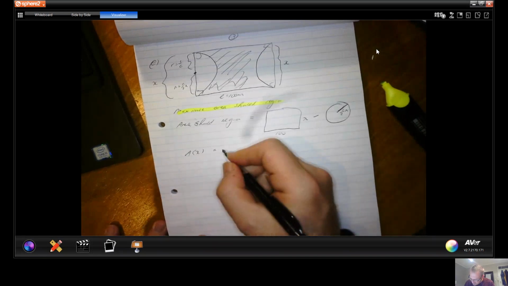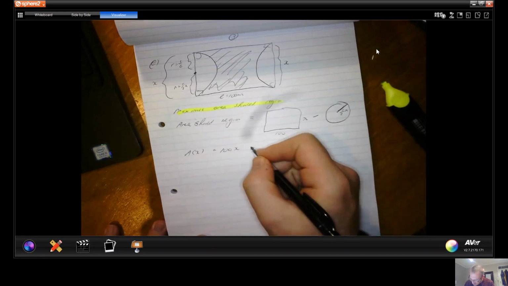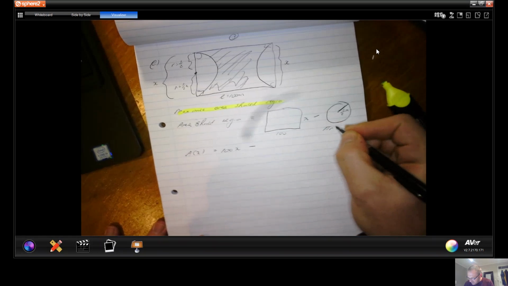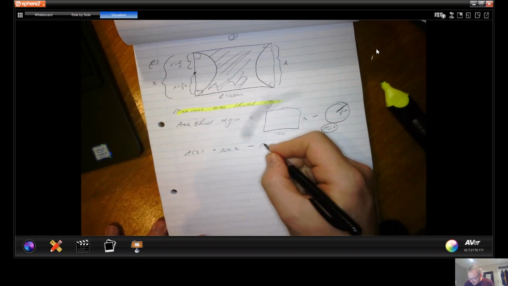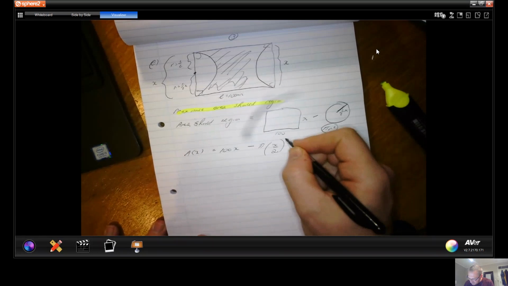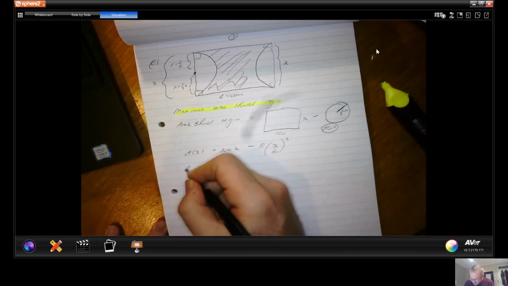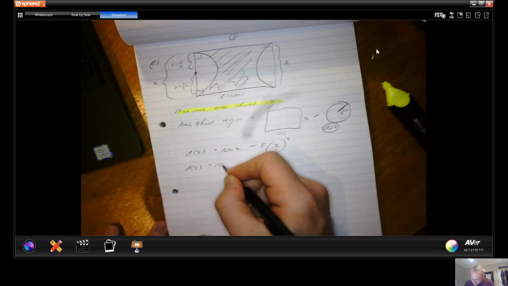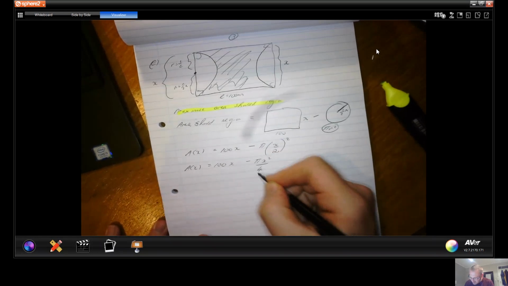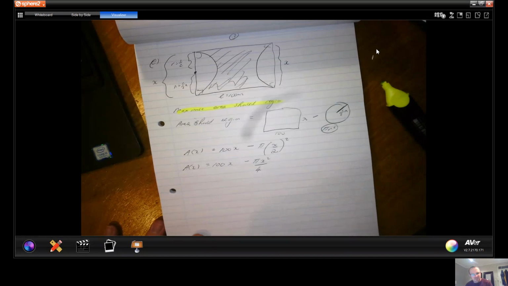What's the area of that thing? It's 100x minus the area of a circle, which is pi r squared, right? So it's going to be minus pi, and the radius is a half x, which is the same thing as x over 2, squared. So A of x is going to be equal to 100x minus pi x squared over 4. So my first objective is achieved. I've got the area in terms of one variable only.